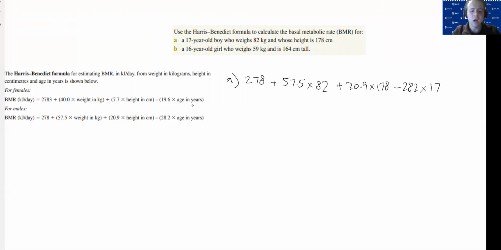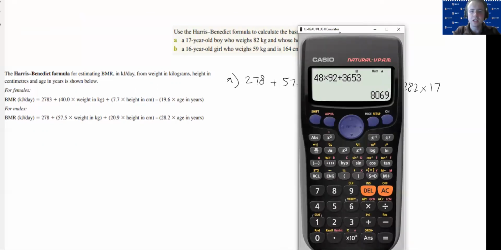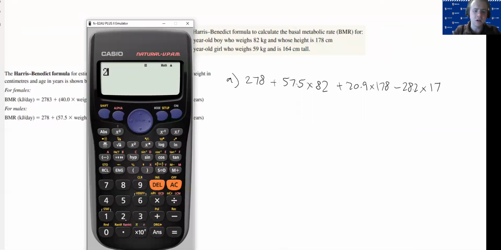Now you might be wondering, where did these numbers come from? It's not so important. This would have been done by trial and error to try and work out what sort of model roughly predicts what would have been measured. I imagine the way they would have gone about this is they would have just measured the basal metabolic rate of different people and then tried to come up with some sort of formula that matched the data that they measured. But we don't need to worry about that. We just need to use the formula, pop it in our calculator, and we get the BMR.